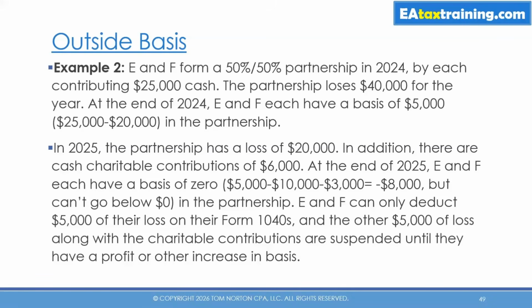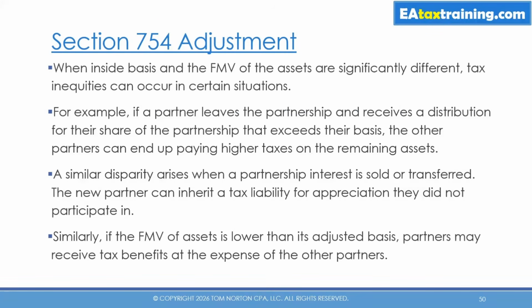So for the EA exam, you should be able to do simple examples like this. They may test your knowledge of the rules. What increases basis? What decreases basis? They test that knowledge by giving you these kinds of simple examples, and you need to figure out, okay, what's their ending basis after all of this happens, and how much can they deduct, and what happens to any amounts they cannot deduct in excess of their basis. So those are the simple examples.